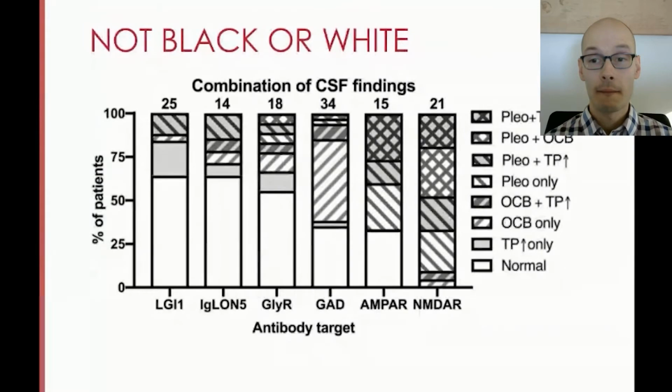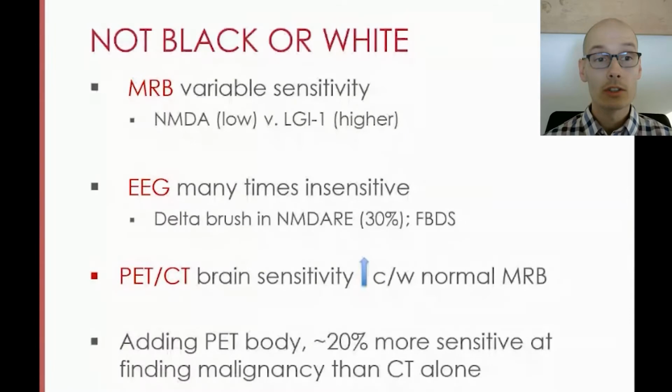And other diagnostics that we like to use in neurology include the MRI of the brain, the EEG, and then of course, looking at structural imaging of the body and metabolic imaging of the body to see if there are any associated cancers. Now for MRI, we have noted that there is a variable sensitivity. For example, for NMDA receptor encephalitis, it's relatively low, whereas for LGI1, it is higher. The EEG or brainwave scan many times is insensitive and gives us information that we're not quite sure what to do with. That doesn't mean that we shouldn't do it, but we need to know the pitfalls of it.